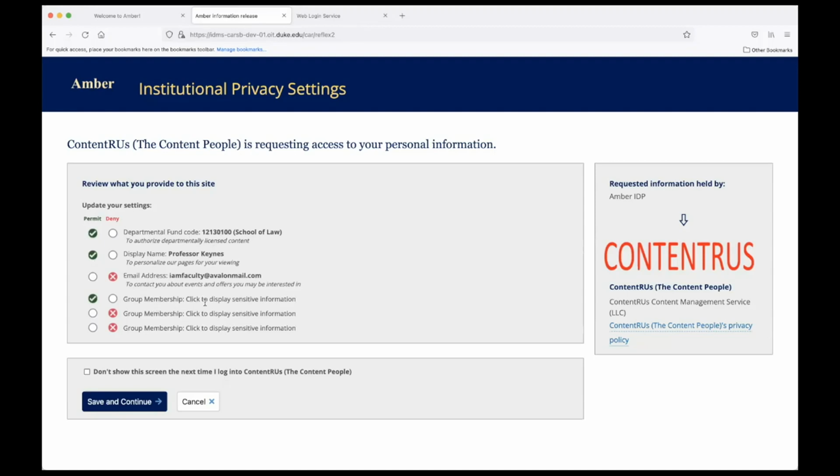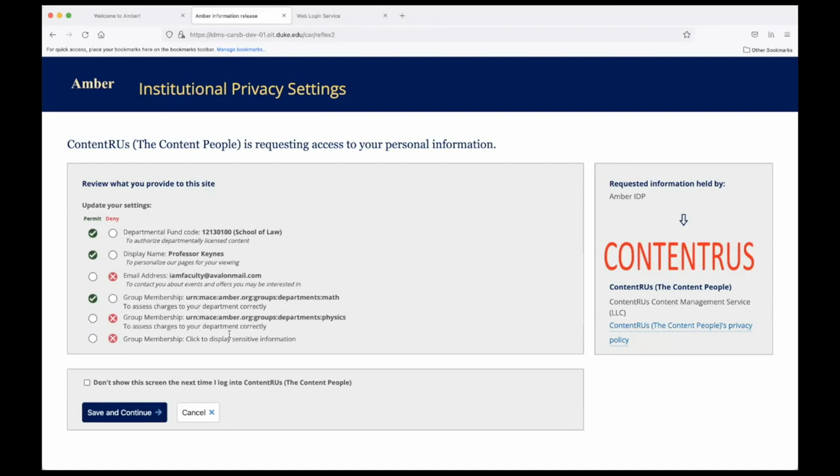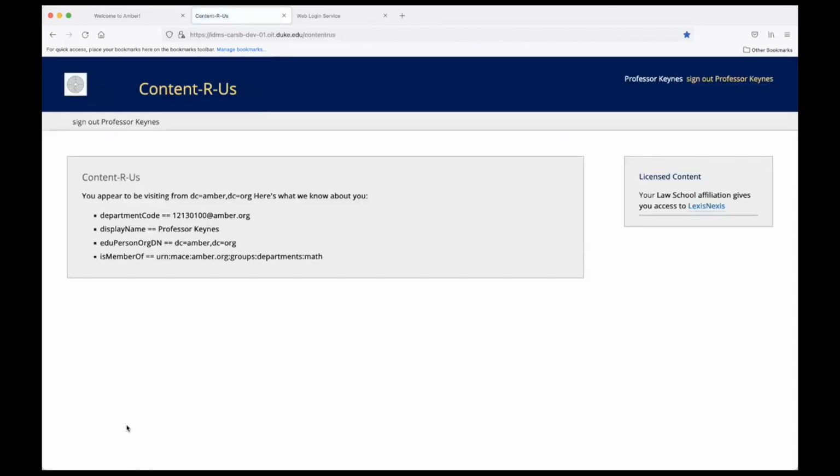And I may have some group memberships that I want to use to bill or assess charges to various departments. So I can pick which of my groups. Notice we suppress those because of GDPR requirements. I'm going to pick the Department of Math as the role I'm in right now, and I'm going to save and continue, and you'll see what was delivered to the relying party. Again, I got personalization, and I can get to LexisNexis because of it.